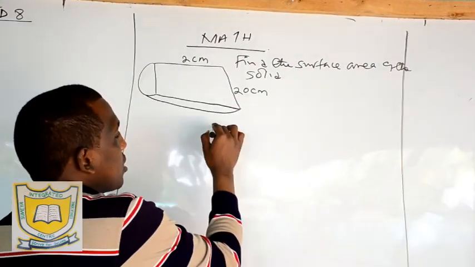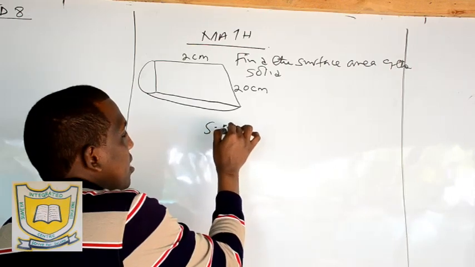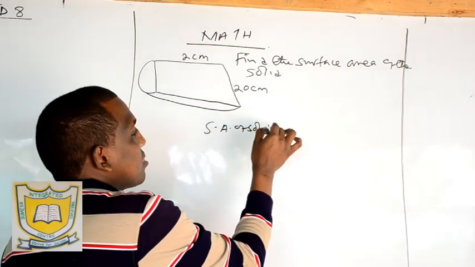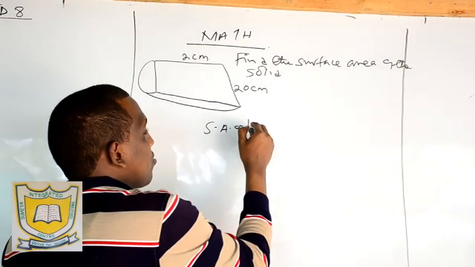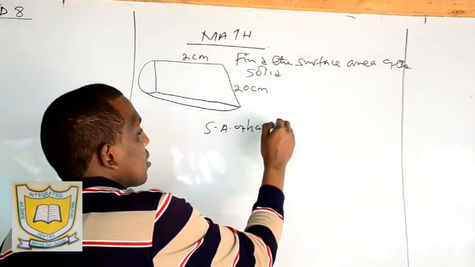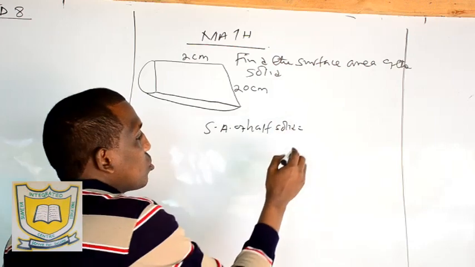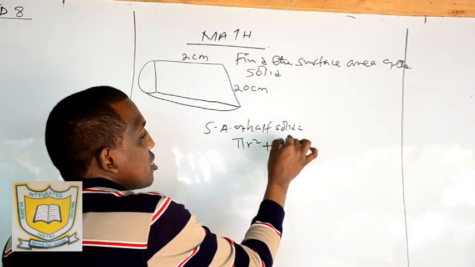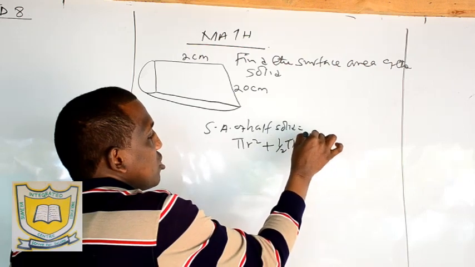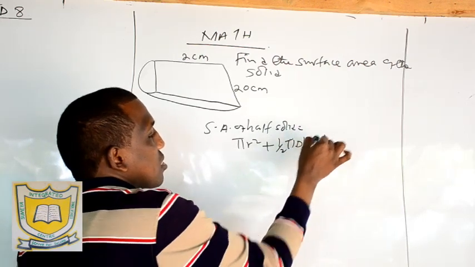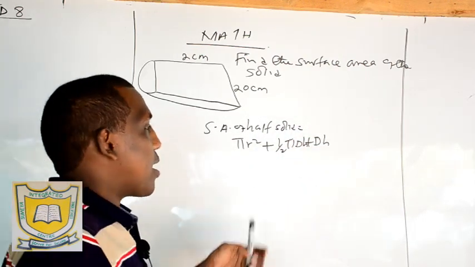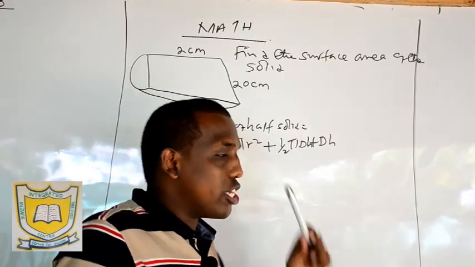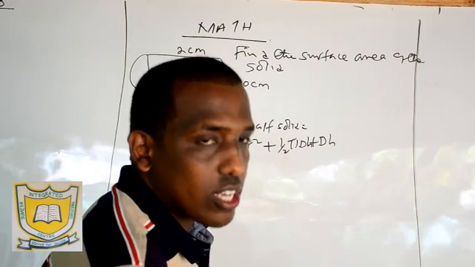The formula, I said, is: surface area of a half solid is equal to πr² plus a half πdh plus dh. That is the formula: πr² plus a half πdh plus dh. That is how we get the surface area of a solid.